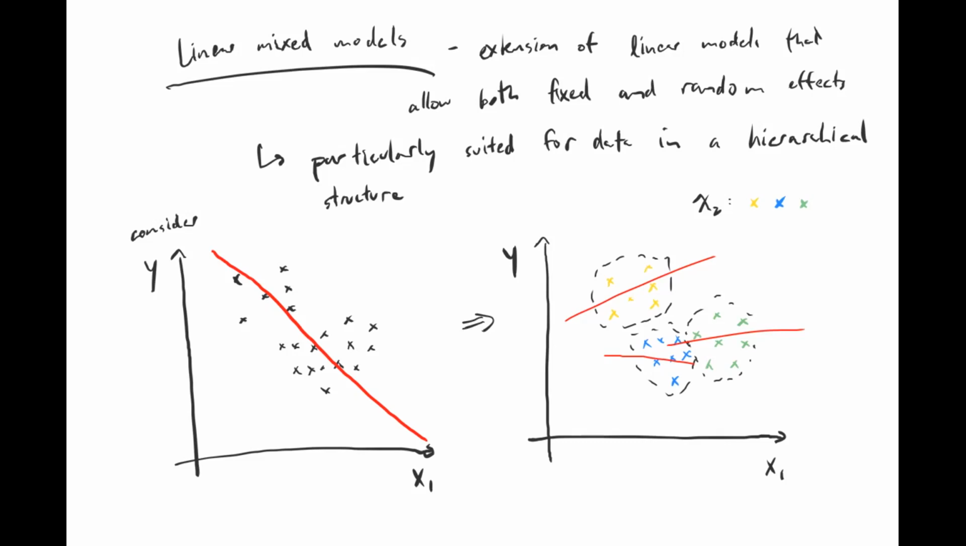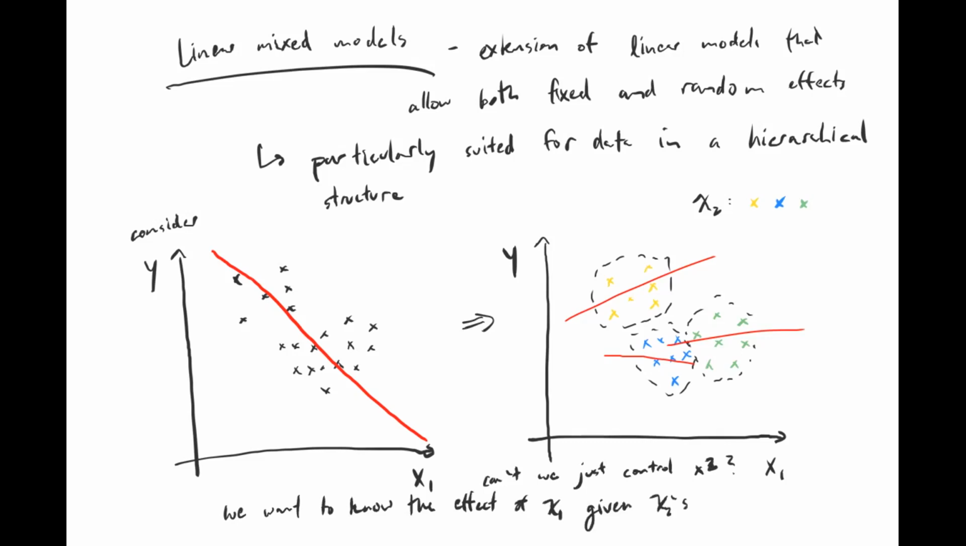In a predictive model, yeah, sure, that would work perfectly fine. I just want to control for as many things as possible and be able to get my predictions. But in this case, okay, so let's say, can't we just control for X2? In this case, we want to know the effect of X1 given X2's variation. Not just the effect of X2.